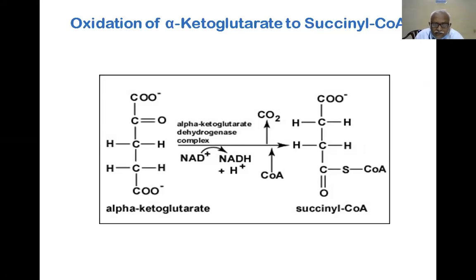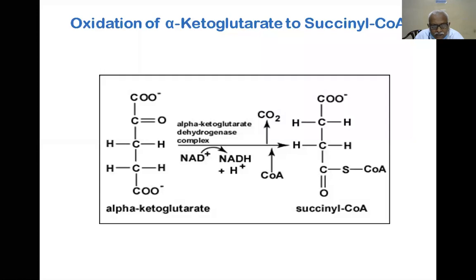In good olden days, they used to give it as short notes. But nowadays, we are not putting you to so much trouble. But anyhow, it's better to have a general idea. So alpha-ketoglutarate will be converted into succinyl-CoA by the effect of the alpha-ketoglutarate dehydrogenase complex. And it is an NAD dependent reaction, NAD will be converted to NADH and H+.